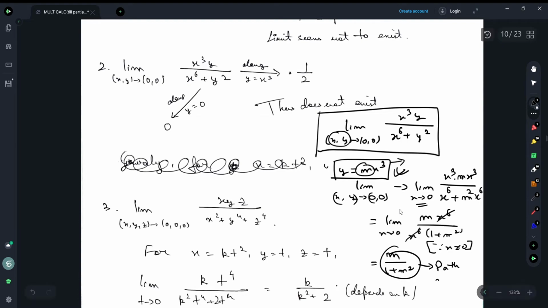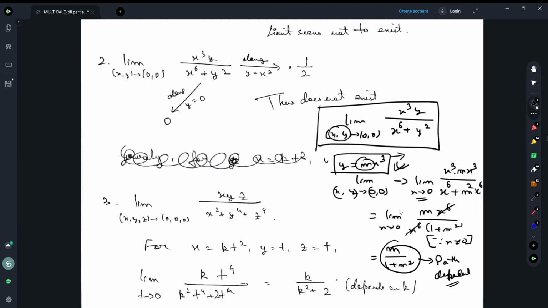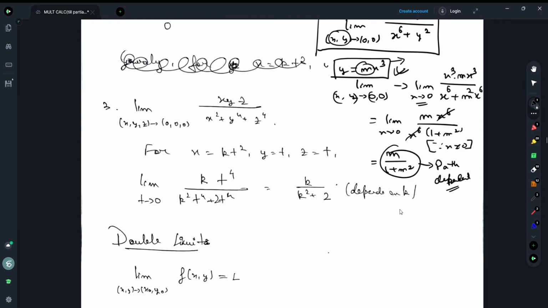Therefore, we can say that this limit is path dependent. And we have already seen that if the limit becomes path dependent, it does not exist, because as we change the path, the value of the limit will obviously change, right? So that basically implies that this limit does not exist. Okay, we have one more example here which is kind of the same as the above two examples.